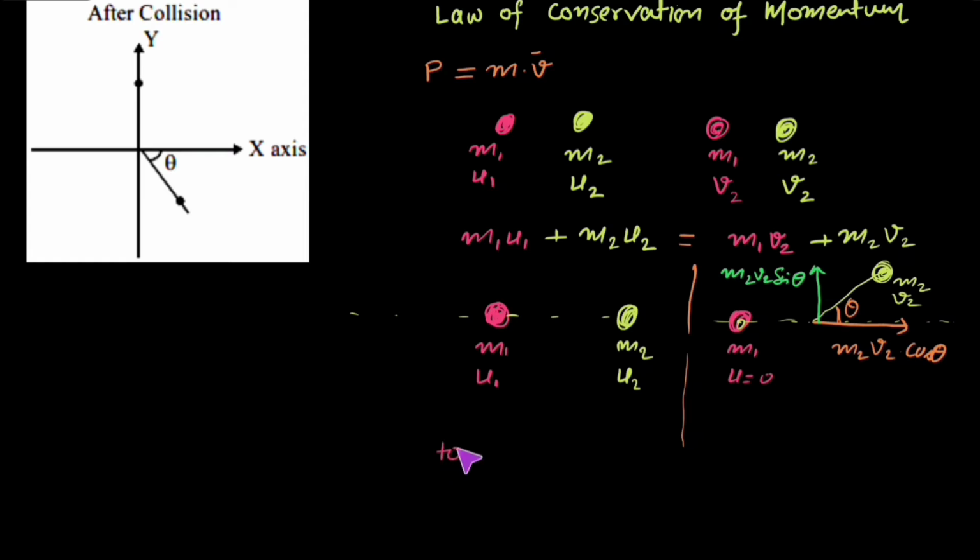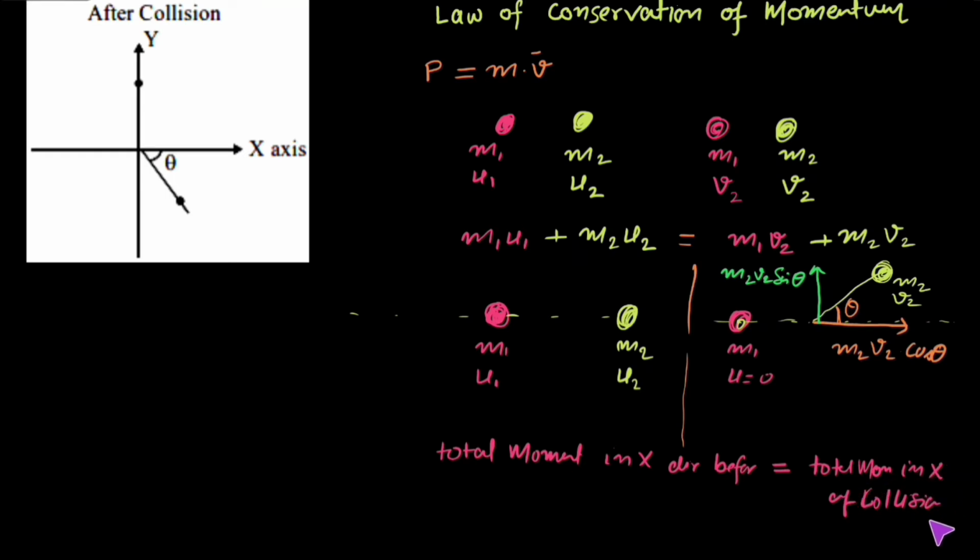The total momentum in x direction before collision would be equal to the total momentum in x direction after collision. So here we can simply find out the total momentum in x direction before collision, and we can equate that equal to the total momentum in x direction after the collision.